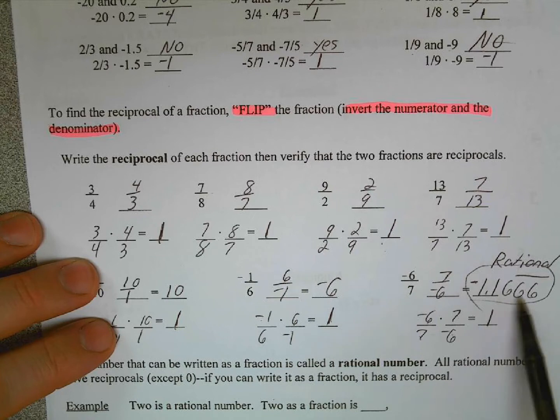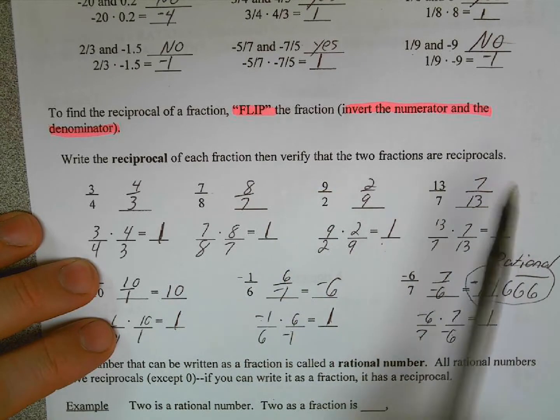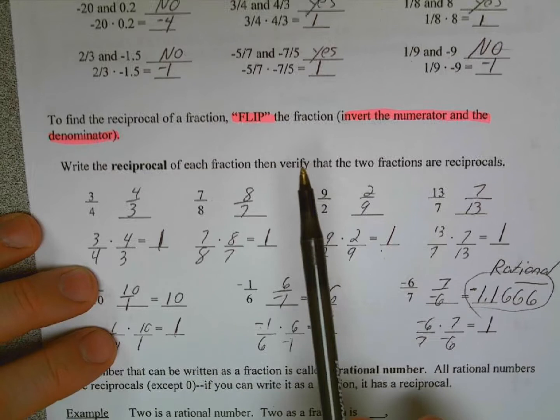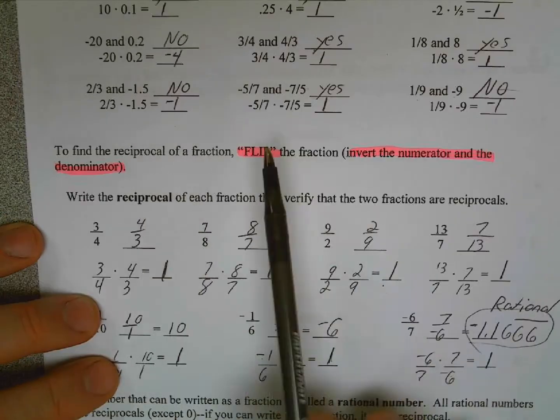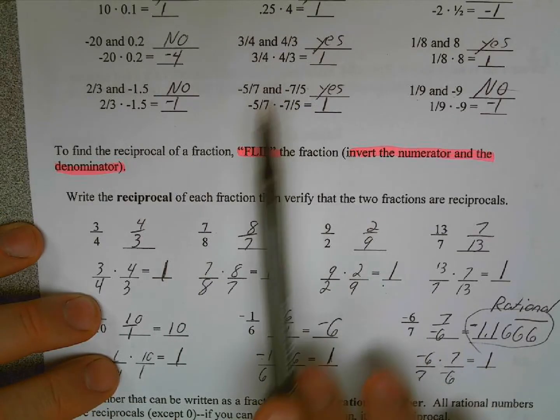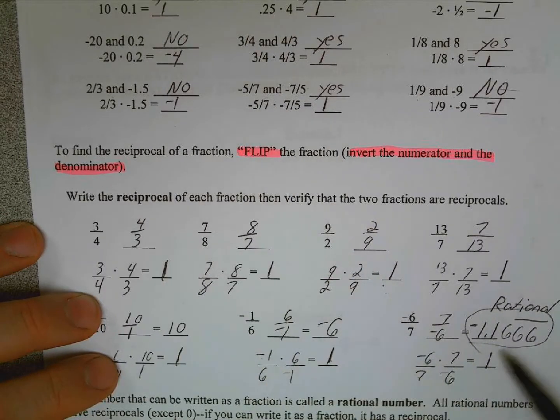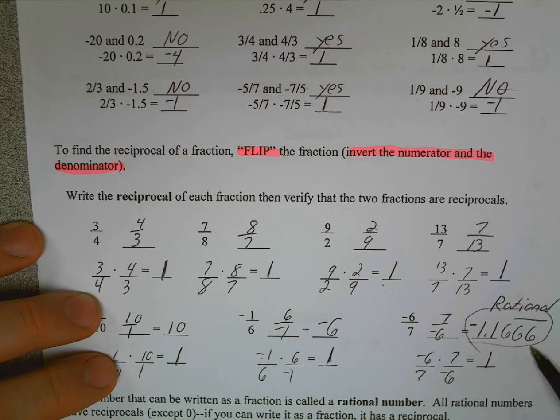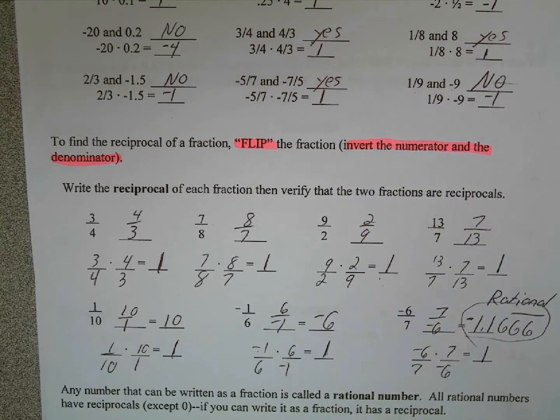If it repeats or it just stops, like 0.1, 0.25, those stop. They don't go on forever and ever with no pattern. Then they're rational. So when they have a pattern or they stop, they're rational. It makes sense. When they go on forever and ever, no pattern, we call those irrational.